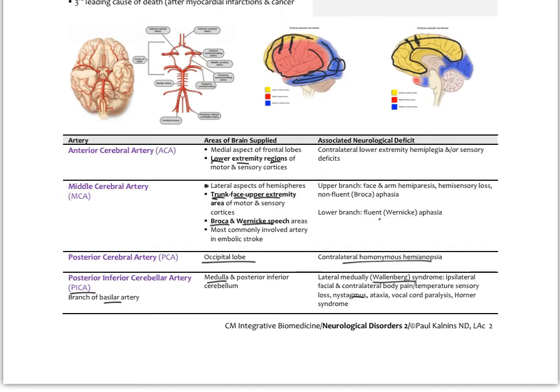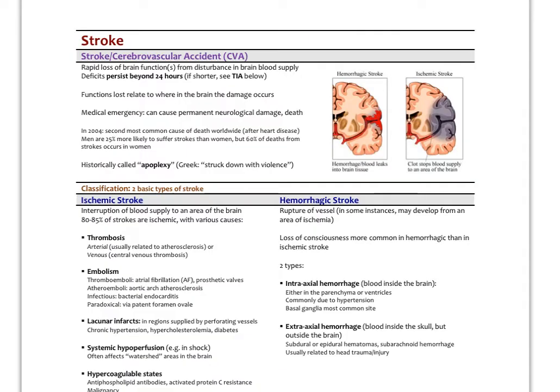Okay, so these are just to kind of set the tone here for looking at where the blood flow is going and what specific disruptions might result in. Okay, let's look at cerebral vascular accidents in more detail here.